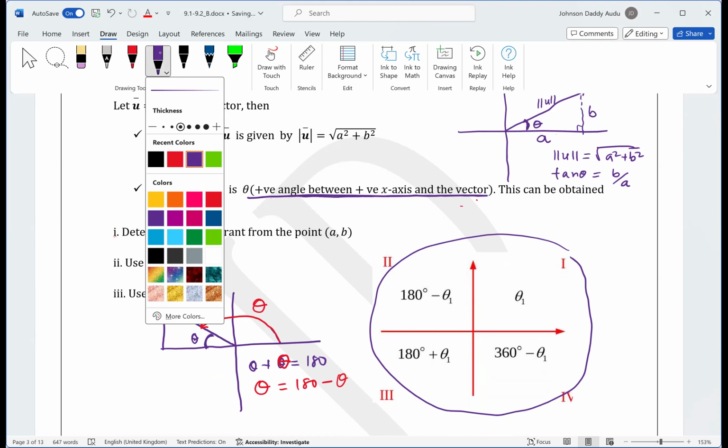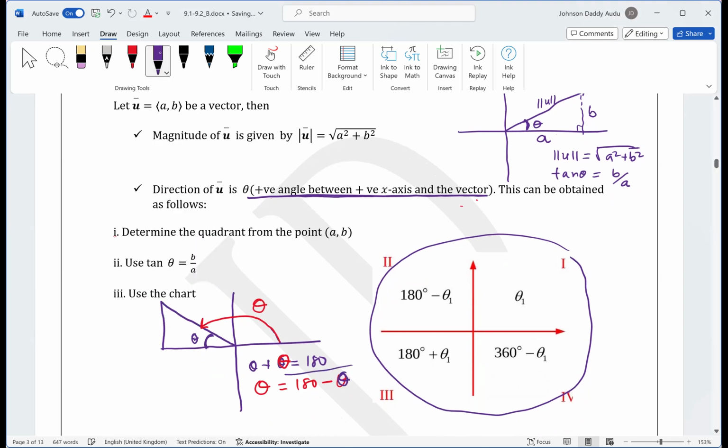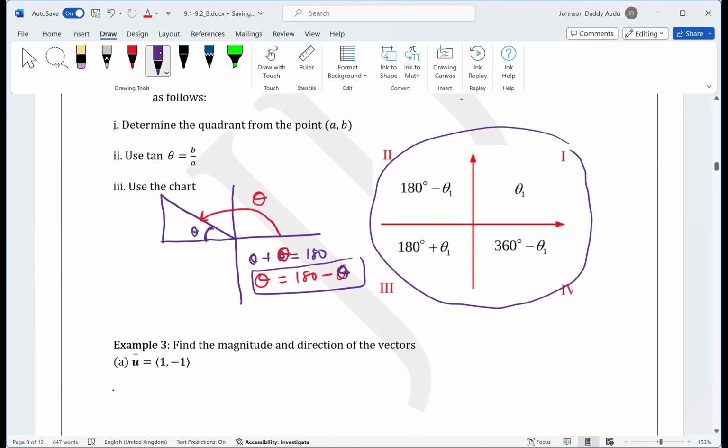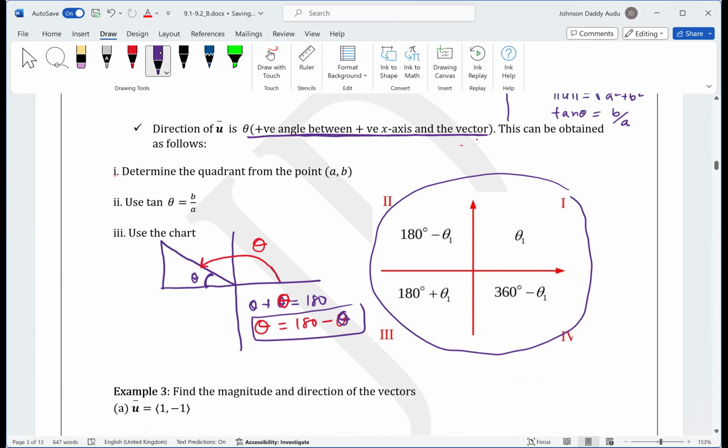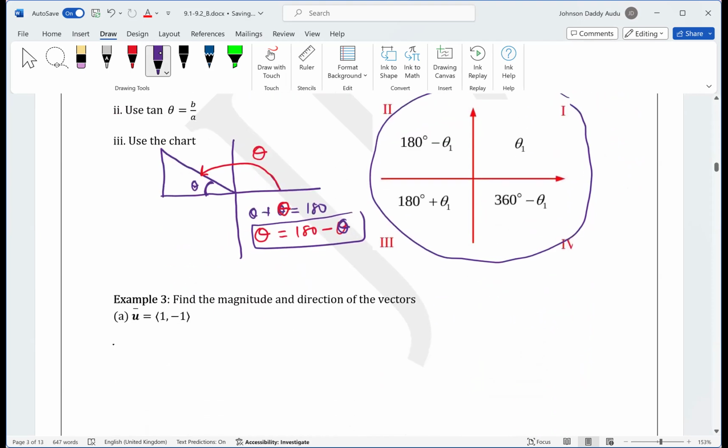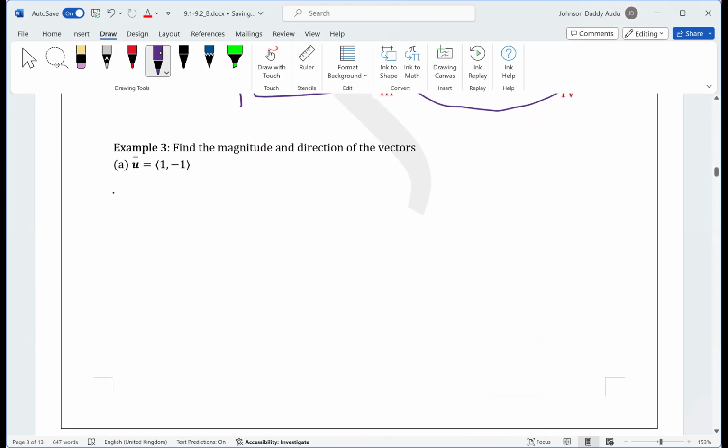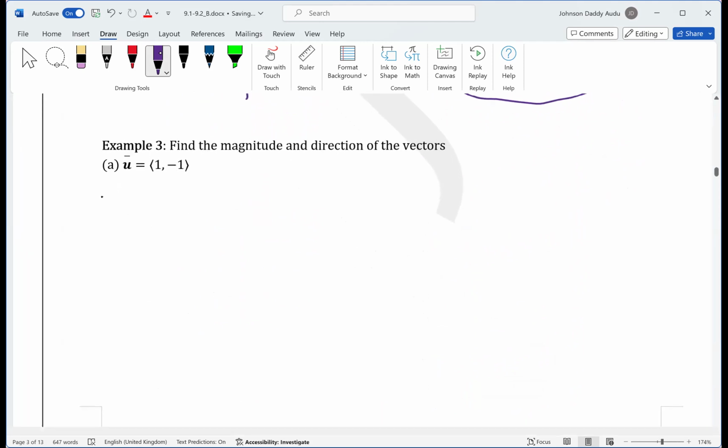Here we call it 180 minus theta 1. So you can call it theta 1. That is just for the second quadrant. Now let's go to an example and see how these things work.